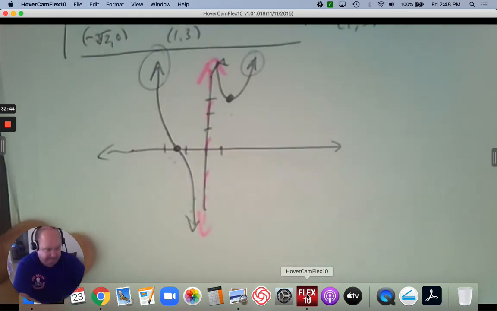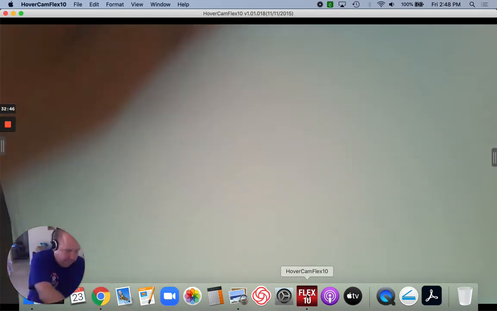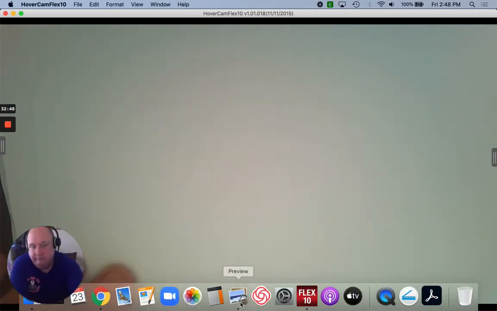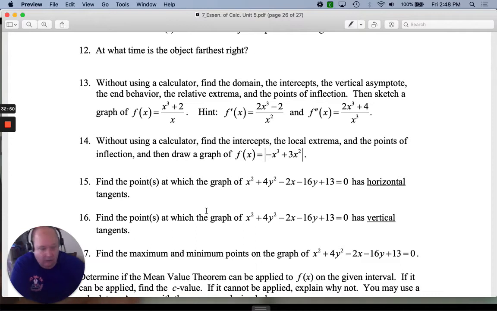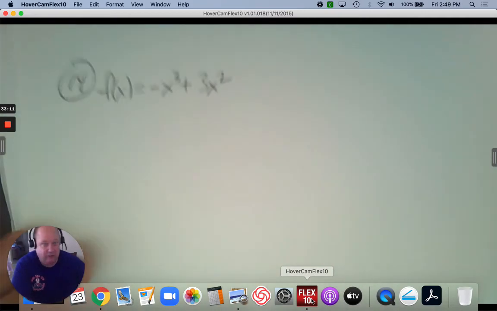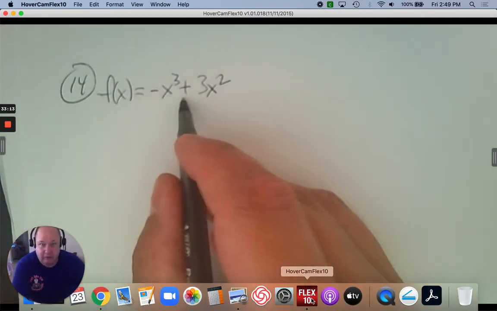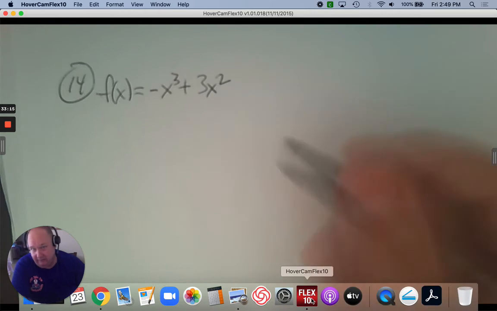Good job. Number 14. Without using a calculator, draw that graph. And we're using both pre-calculus and calculus. Okay. I know it says absolute value, but I'm first going to do this without absolute value and then reflect.